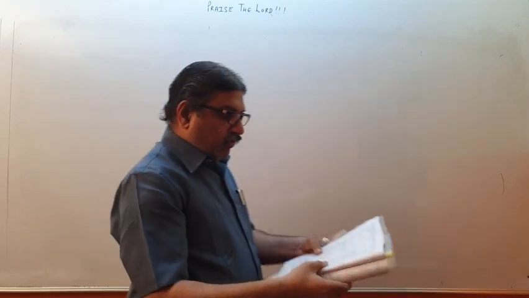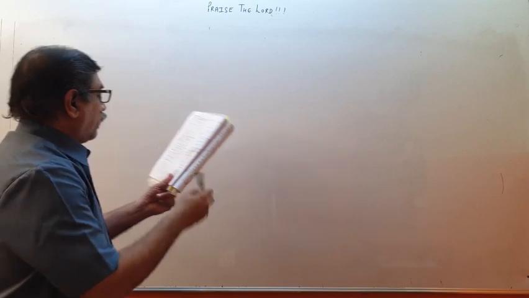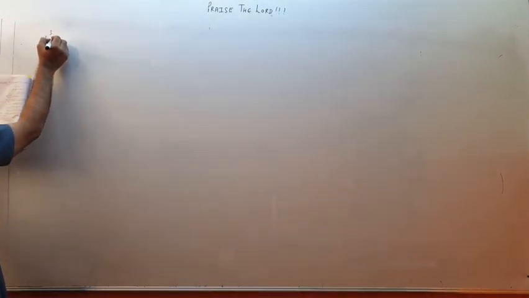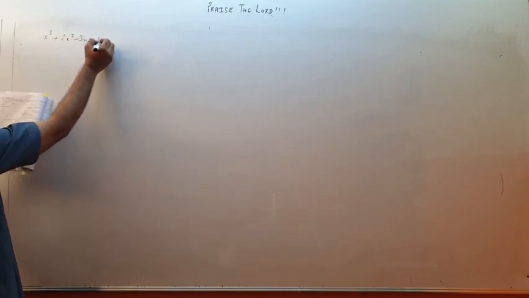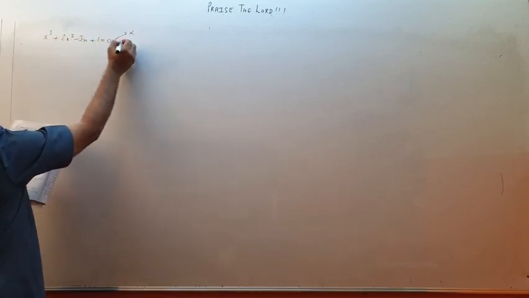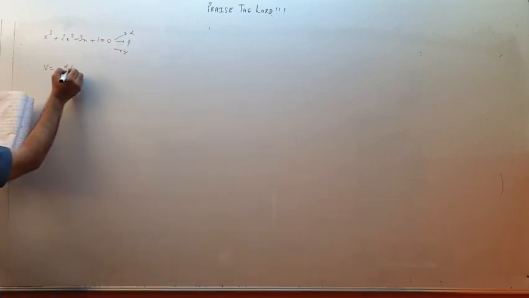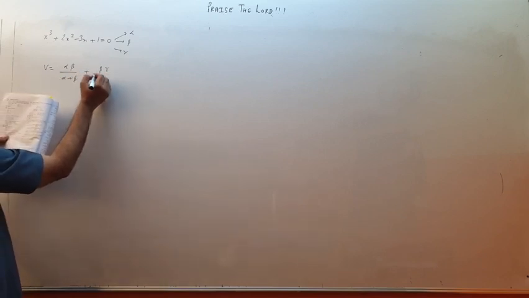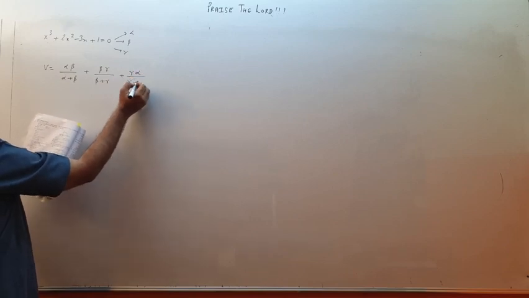See, this is a very interesting question. I have got x cube plus 2x square minus 3x plus 1 equal to 0. Its three roots are alpha, beta, gamma. I am being asked the value of alpha beta upon alpha plus beta, plus beta gamma upon beta plus gamma, plus gamma alpha upon gamma plus alpha.